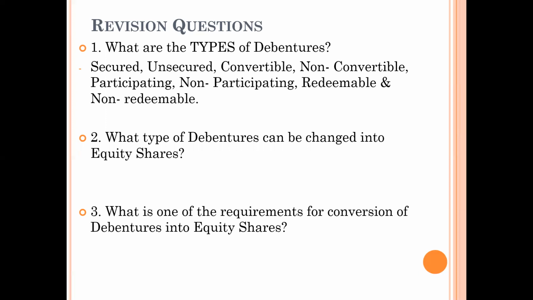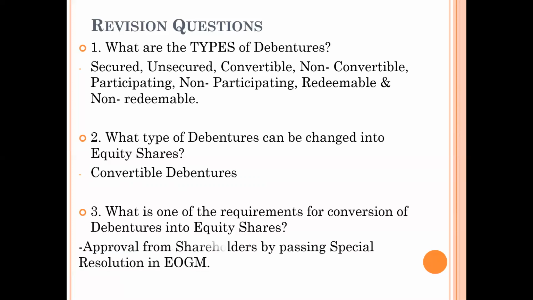Then convertible and non-convertible, participating and non-participating, and redeemable and irredeemable or non-redeemable debentures. So you can say secured, unsecured, convertible, non-convertible, participating, non-participating, redeemable and non-redeemable are the different types of debentures which are issued by the company. Class, among all these types, which type of debentures can be changed into equity shares? Correct. The name itself tells you. The answer is convertible debentures.